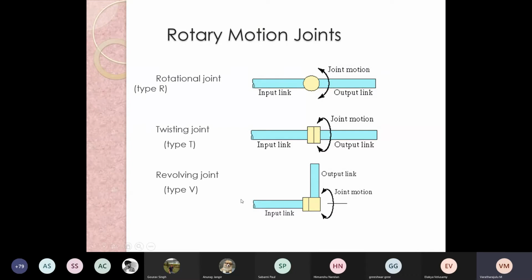See here, we have the axis of the input link here and the axis of the output link here. When the axis of the input link is perpendicular to the axis of the output link and we have the motion, then that type of joint is categorized as a revolving joint, and it is written in short form as V.